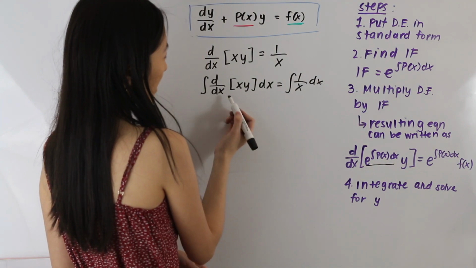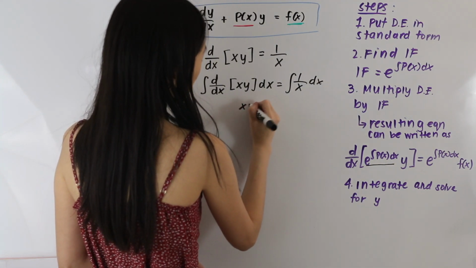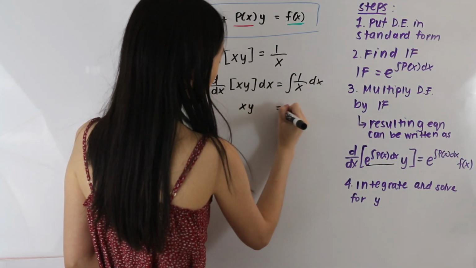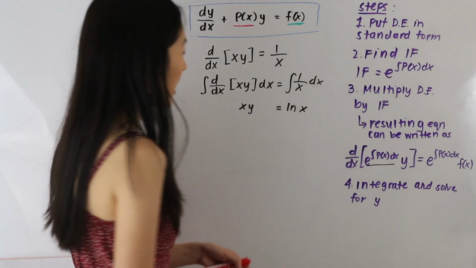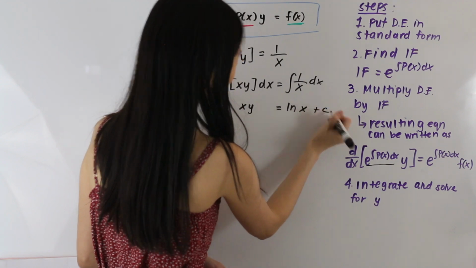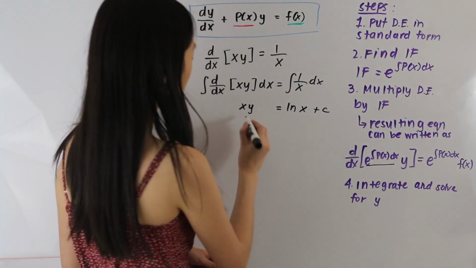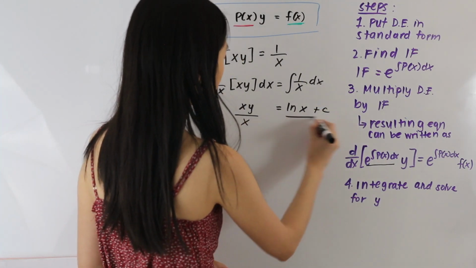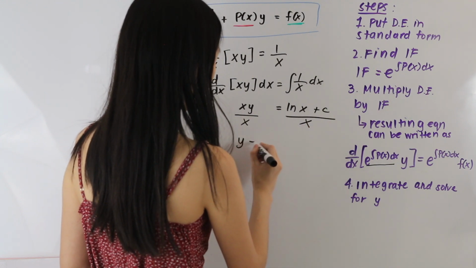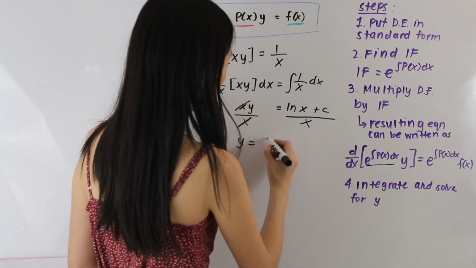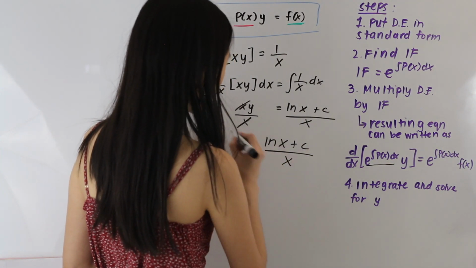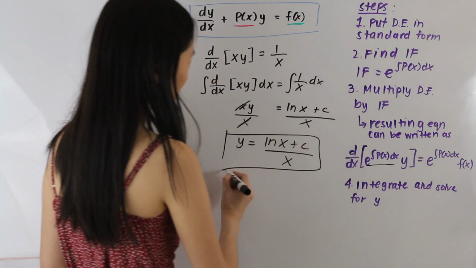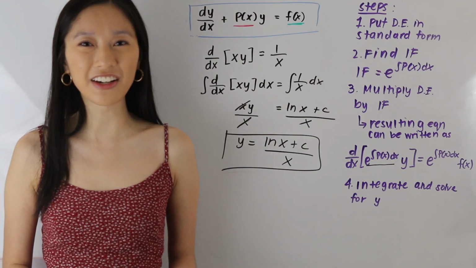Okay, so these two cancel out each other, and we're just left with x times y is equal to the natural log of x. Okay, and don't forget the plus c. And so the last step is to solve for y. So we're going to go ahead and divide both sides by x. And we get y is equal to the natural log of x plus c over x. And that is our final answer. And so that is how you solve a first order linear differential equation.